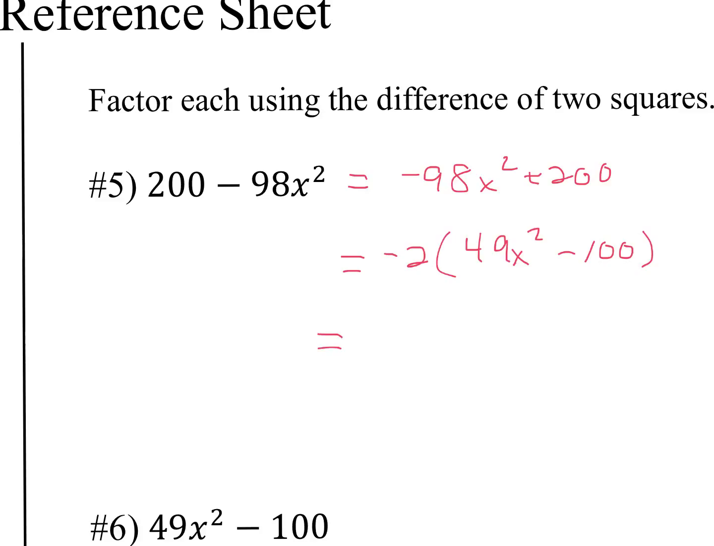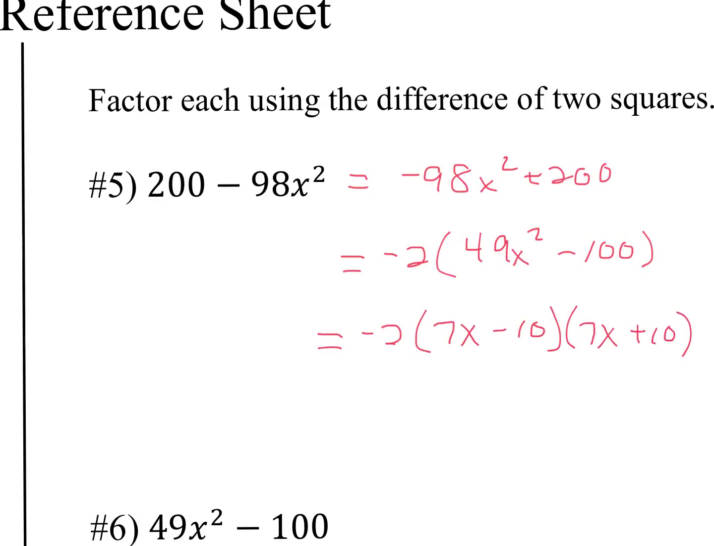Then, to see if it's a difference of two squares, is the first term a perfect square? 49x squared. Yes, it is. Is the last term a perfect square? Yes, it is. Is it a difference? You betcha. So this factors into a 7x minus 10 and a 7x plus 10.